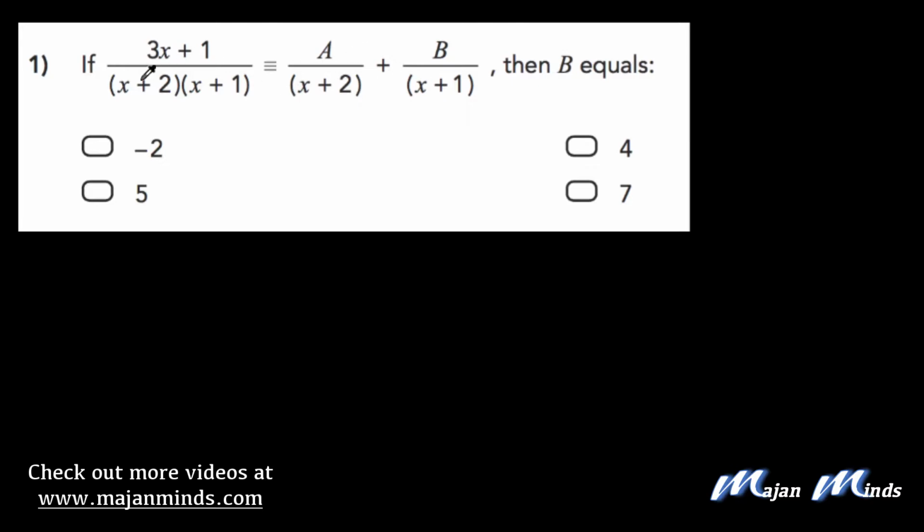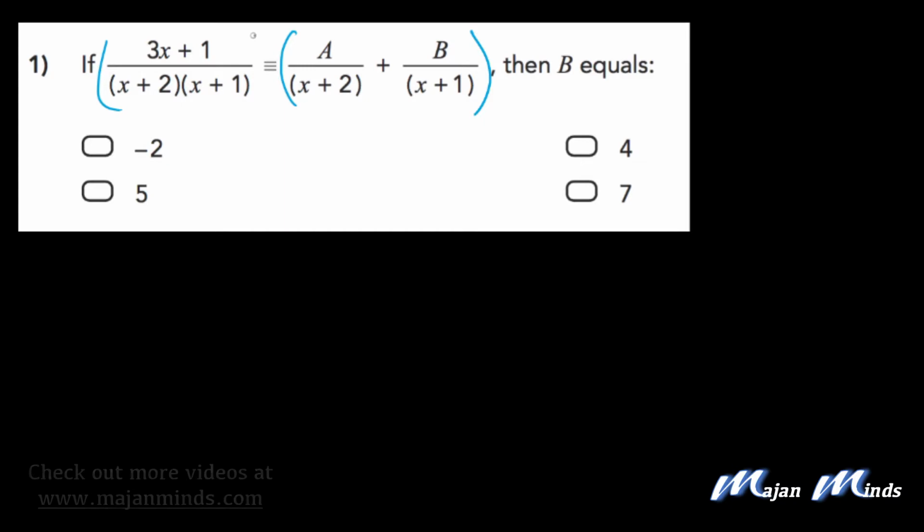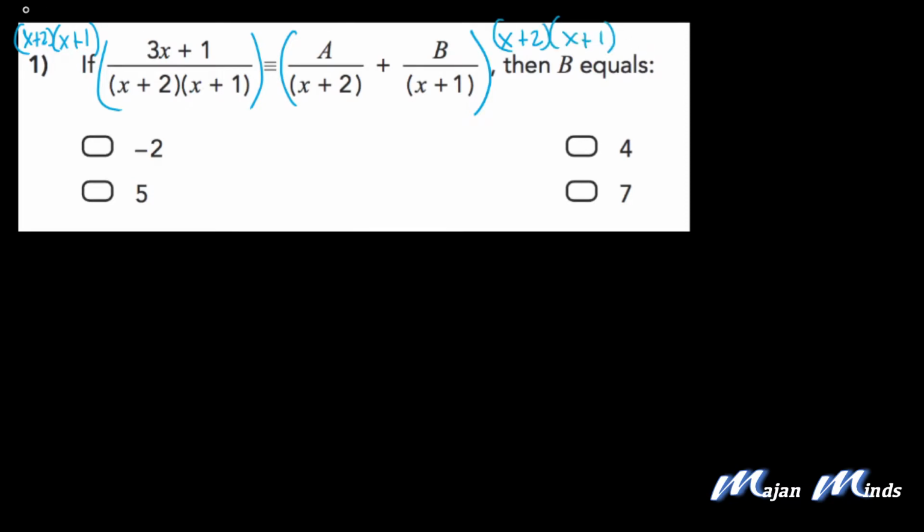So what I'm going to do for my first step is I want to get rid of these fractions as soon as I can. So we're going to do the same thing to both sides. We're going to multiply by this denominator of x plus 2, x plus 1, and over here, x plus 2 and x plus 1. Alright, so on the left-hand side, this x plus 2, x plus 1 will cancel with this x plus 2, x plus 1, and will leave us with 3x plus 1.